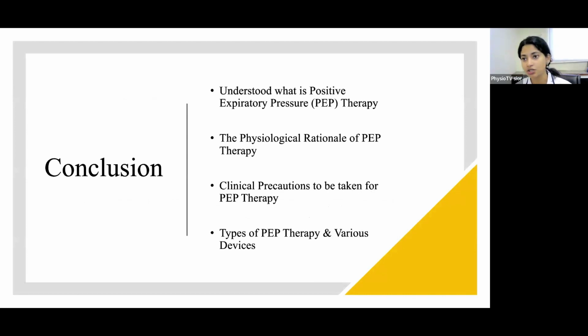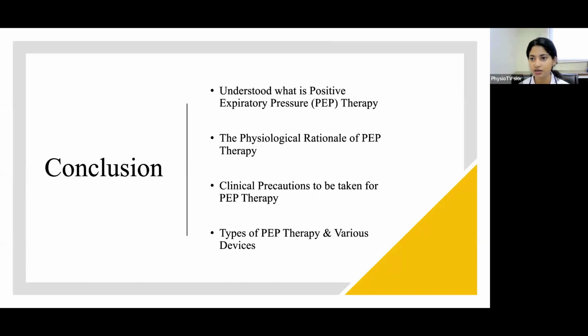So in conclusion, we looked at what exactly is positive expiratory pressure therapy, why it is used, and where it was developed, that is in Denmark in the 1970s and 80s, and still being used worldwide. Following that, we looked at the physiological rationale for this therapy, that is two major rationales, first airway clearance and second, cases of atelectasis. Okay. Finally, the precautionary measures.